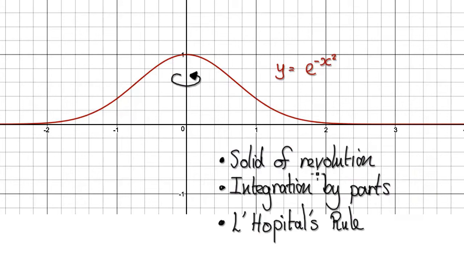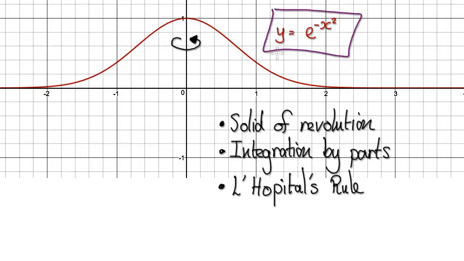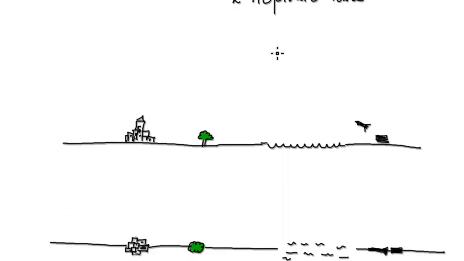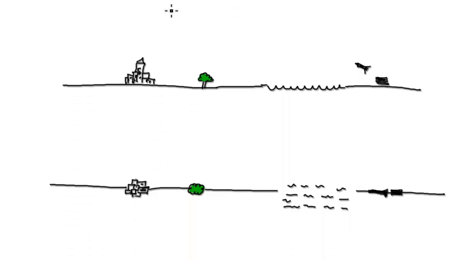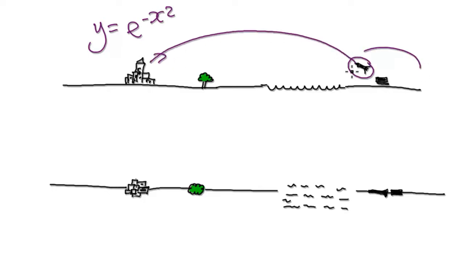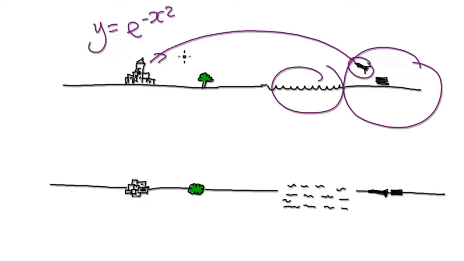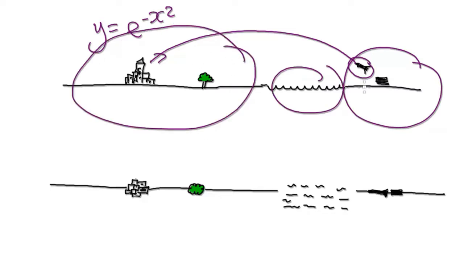Okay, and the reason why this is useful is because of this. This equation here, e to the minus x squared, can be used to model, let's say you're trying to build a missile to fire at a city. So you're in one country. This is a sea here, and this is another country here. You're trying to design a missile that will fire at a city.